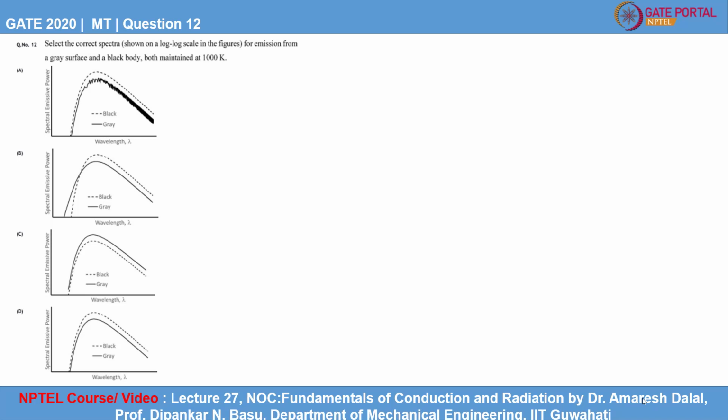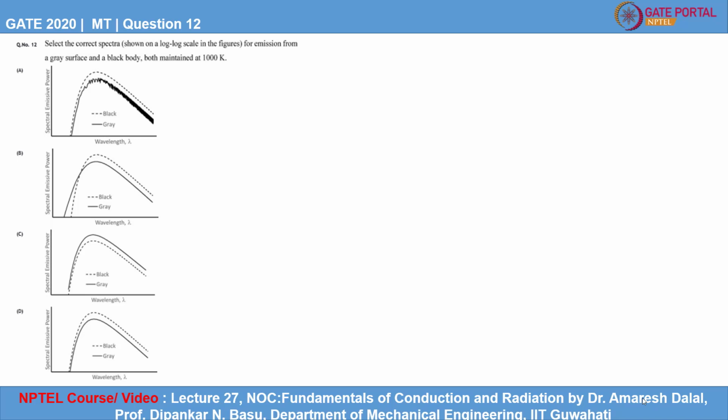GATE 2020 Metallurgical Engineering Question 12. Select the correct spectra for the emission from a grey surface and a black body, both maintained at 1000 Kelvin.